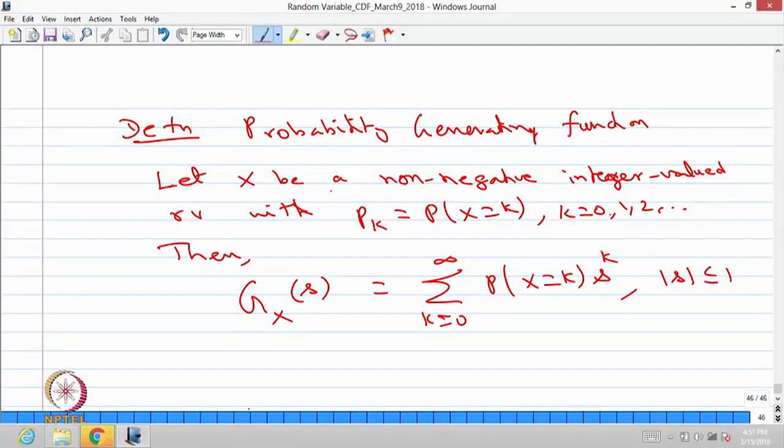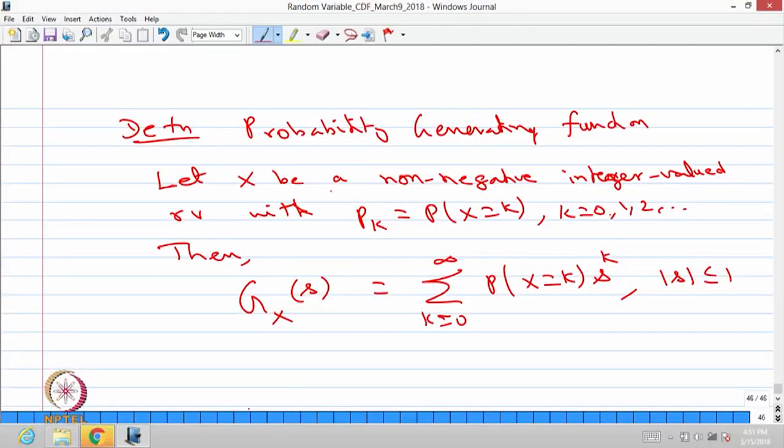Since the right hand side is a series, this series converges within the interval mod s less than or equal to 1. We are not bothering about whether this series converges or not outside this interval. What we are saying is, within the interval s lies between minus 1 to 1, the right hand side series converges, gives the function of s, that is called the probability generating function of the random variable X, where X is a non-negative integer valued random variable. That means whenever X is a non-negative integer valued random variable, one can define the probability generating function as a function of s. We will go for a few remarks, then we will give some examples.